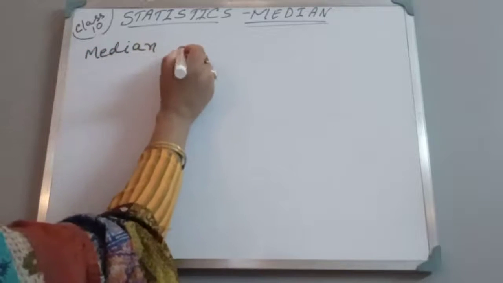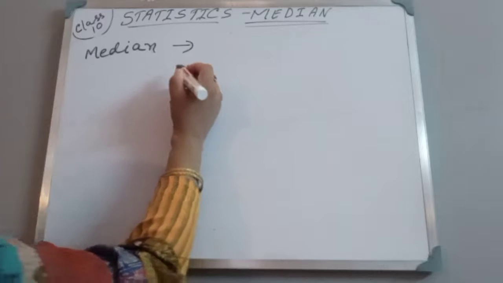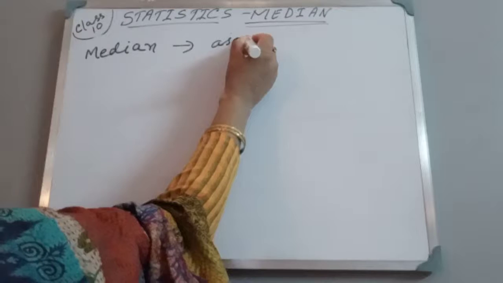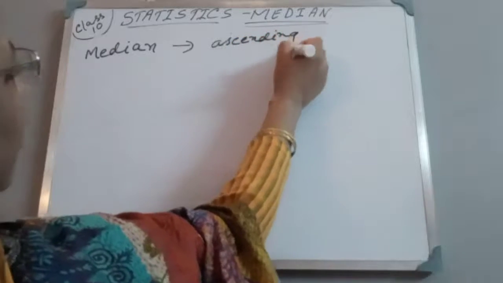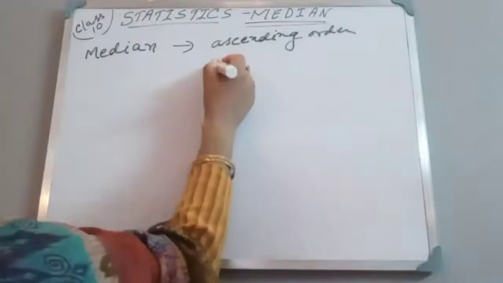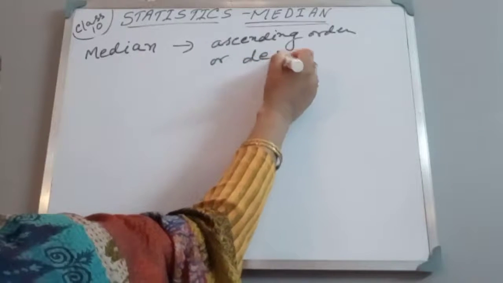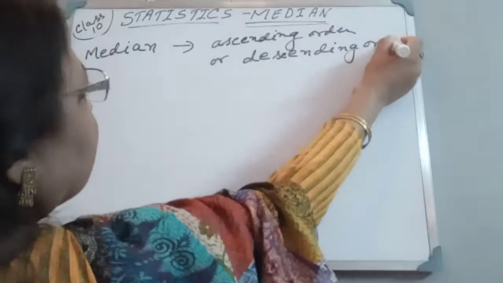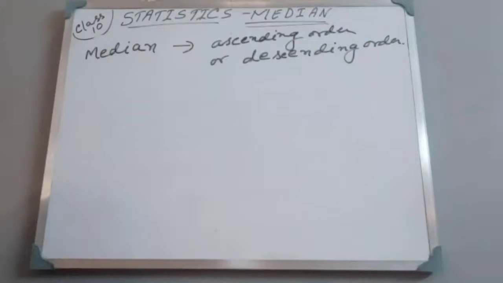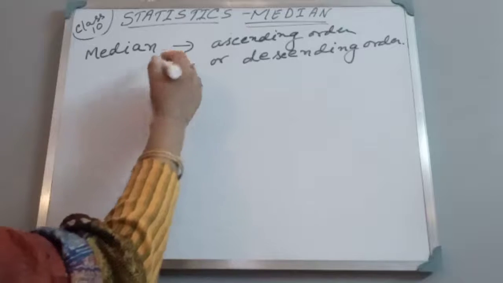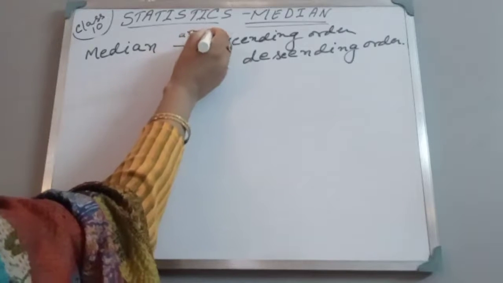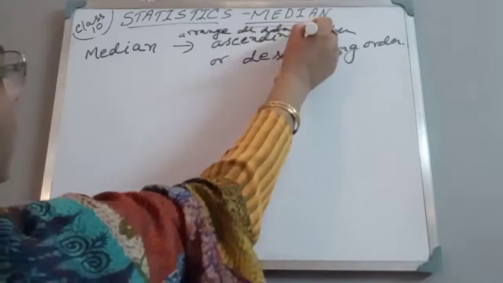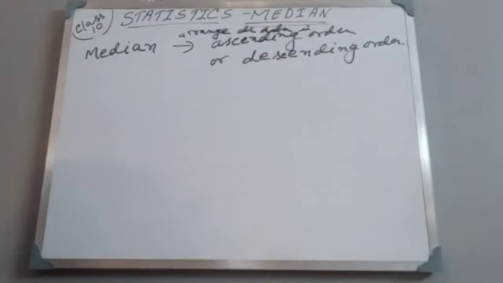What is median? Median is the central value of a statistical data if it is arranged in ascending order or descending order. Okay, so to find the median, at first we have to arrange all the data in ascending order or in descending order.